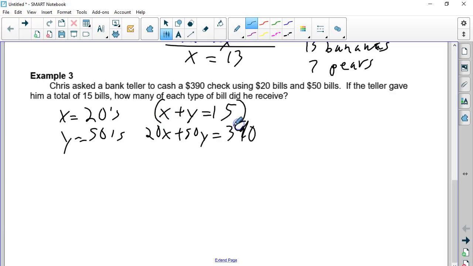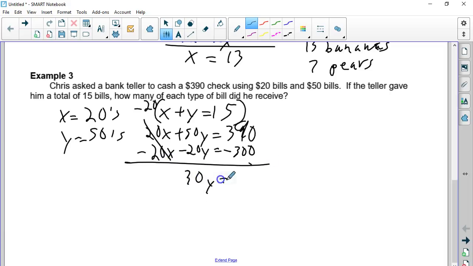I'm going to multiply by -20 because that's the smallest number and it avoids negatives all over the place. Just my preferred method. -20x, -20y equals 20 times 15, 300. That's -300, right? Add these together, cancel. 50 minus 20 is 30. 390 minus 300 is 90. Divide by 30, and I get y is 3.